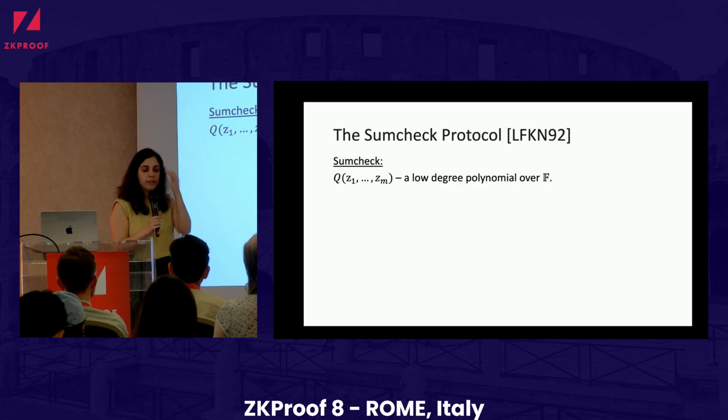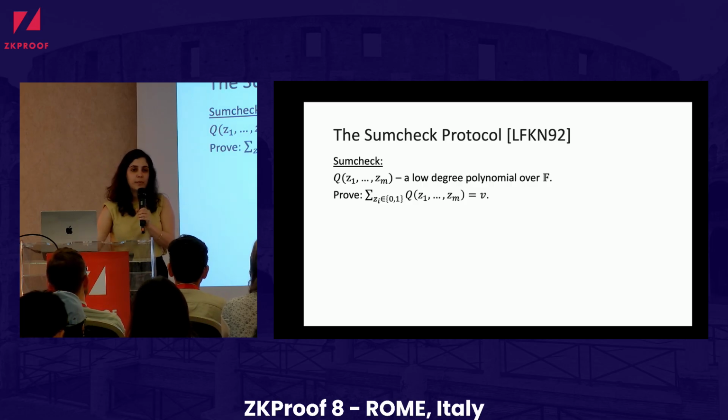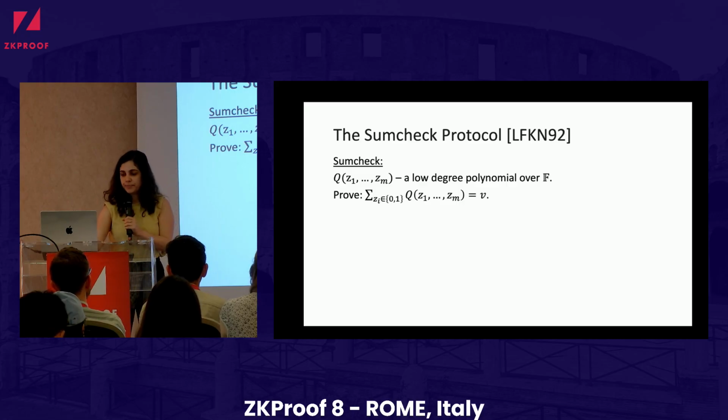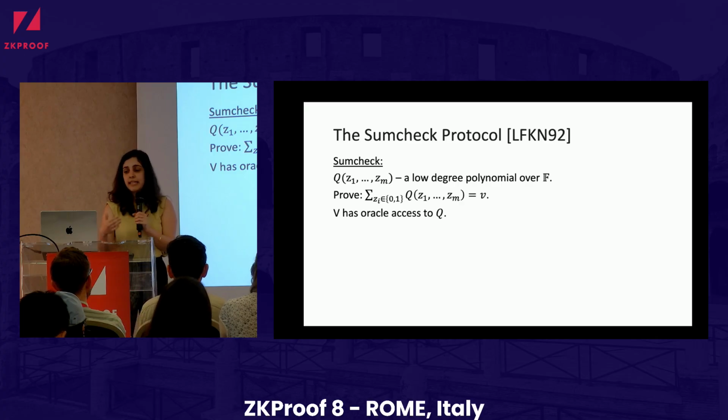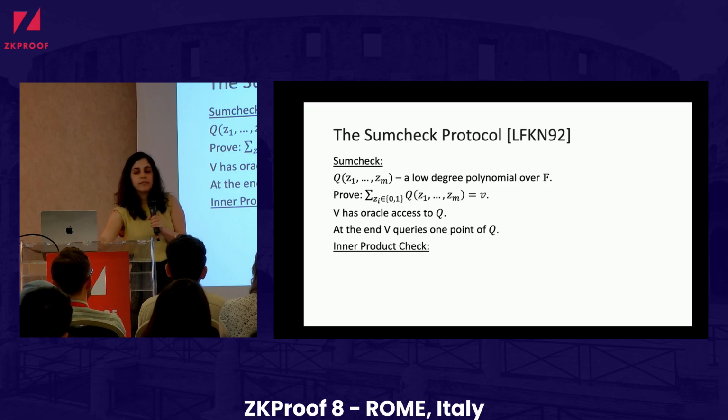We have some low degree polynomial over some field with m variables, and we want to prove that the sum of this polynomial over the n-dimensional Boolean cube is some value. So the protocol that does sum check has this, where V has oracle access to the polynomial, and at the end, V only queries one point in the polynomial. So why is this really useful to us?